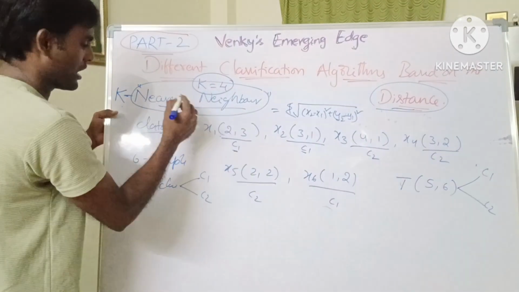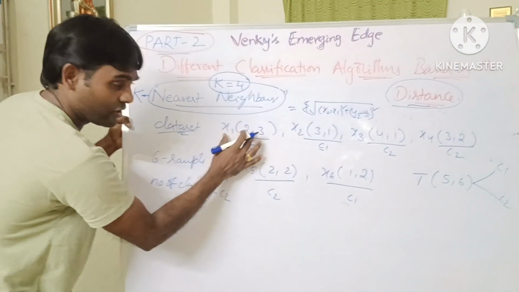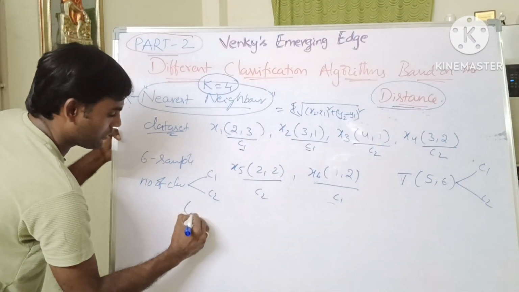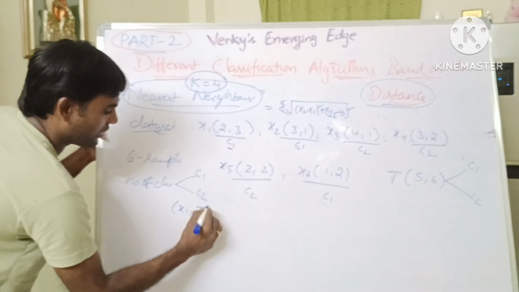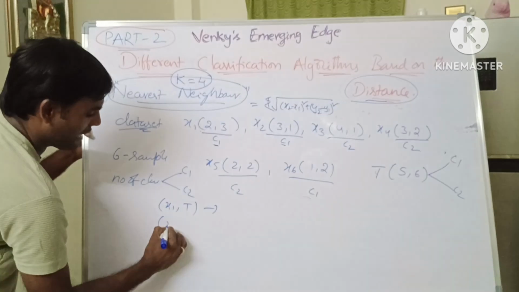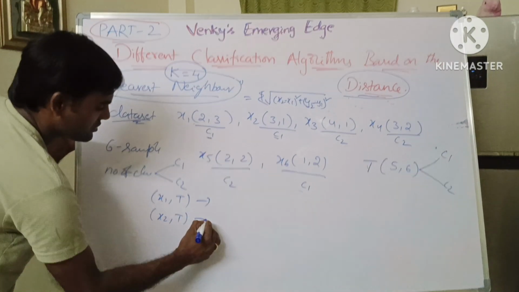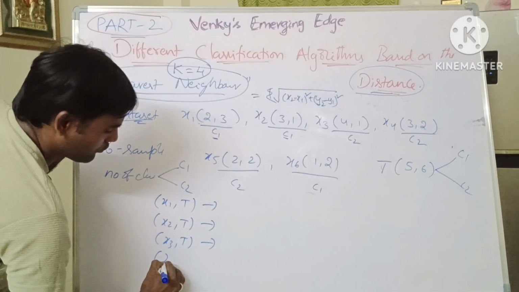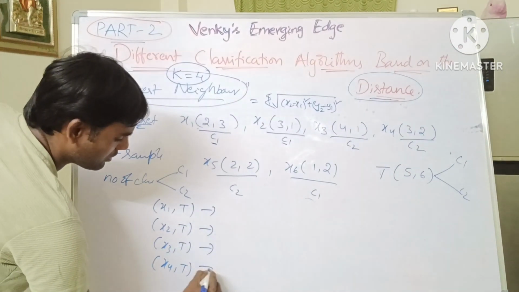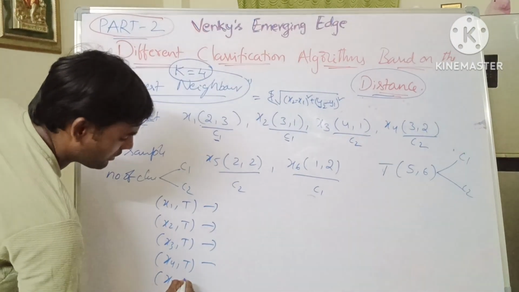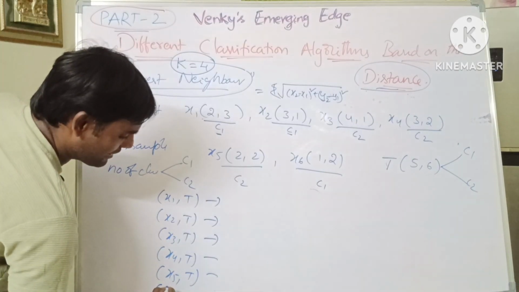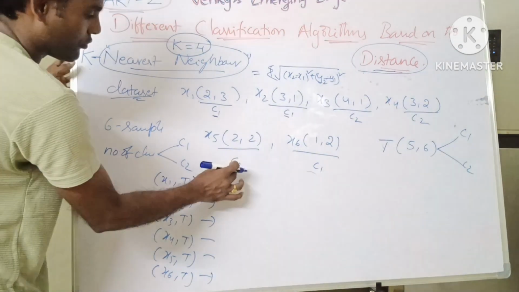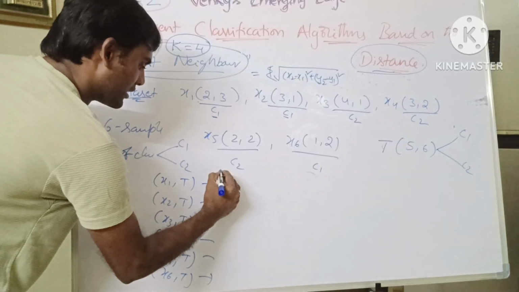So here, the same process: we need to find the distance between the new sample and each data item. First, x1 comma t, what is the distance? x2 comma t, what is the distance? x3 comma t, x4 comma t, x5 comma t, x6 comma t. Is it clear? So here we need to find the distance. Okay, we already calculated the distances.